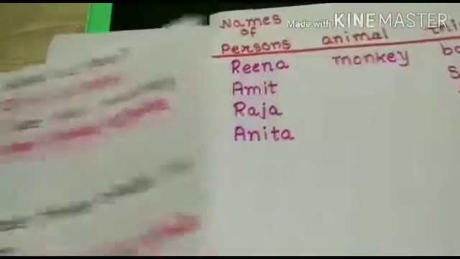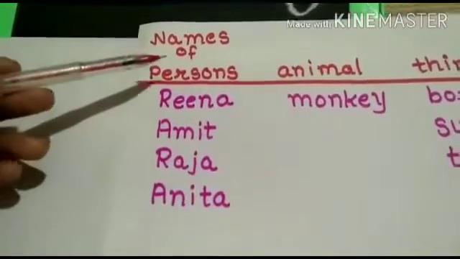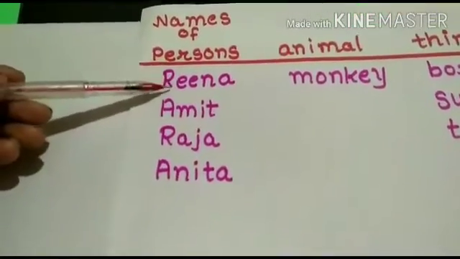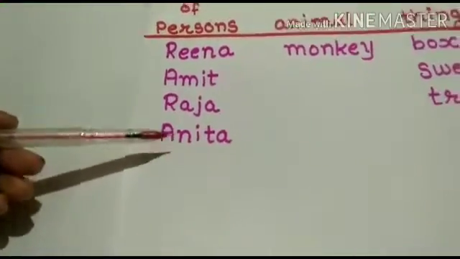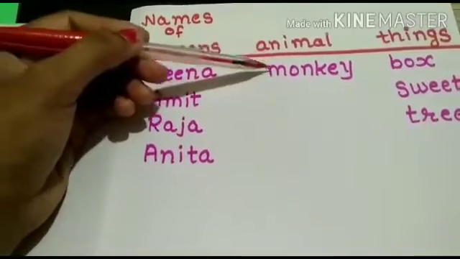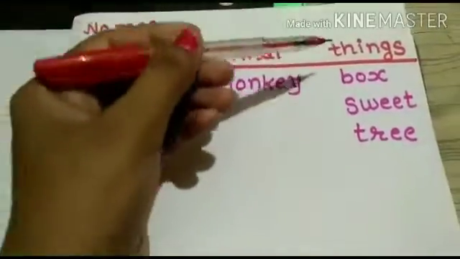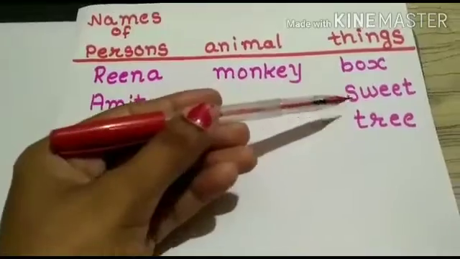So students, in this chapter we have learned names of persons, for example, Reena, Amit, Raja, Anita. Names of animals, monkey. Names of things, for example, box, sweet, tree.